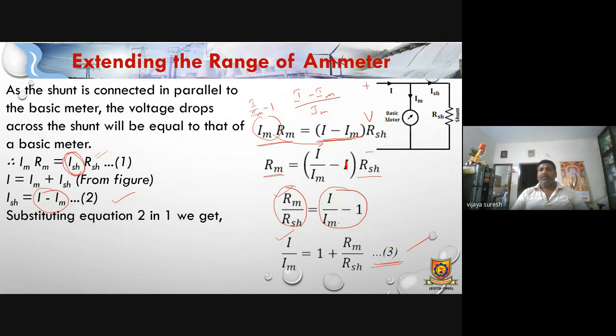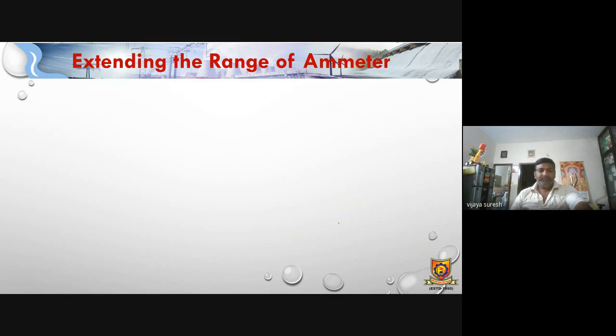Okay, now we are making some more derivation, so that finally we are going to get I by Im, nothing but the ratio of currents. I is nothing but the total current to be measured, and Im is nothing but the amount of current that can be measured through the meter, equal to 1 plus Rm by Rsh. That is the expression we have obtained right now.